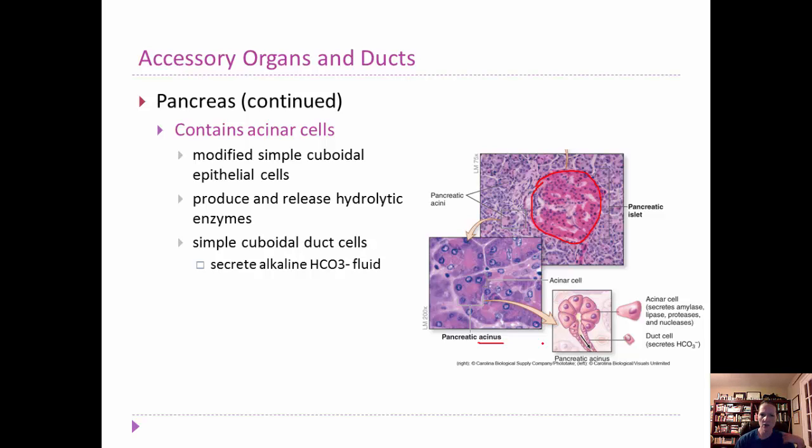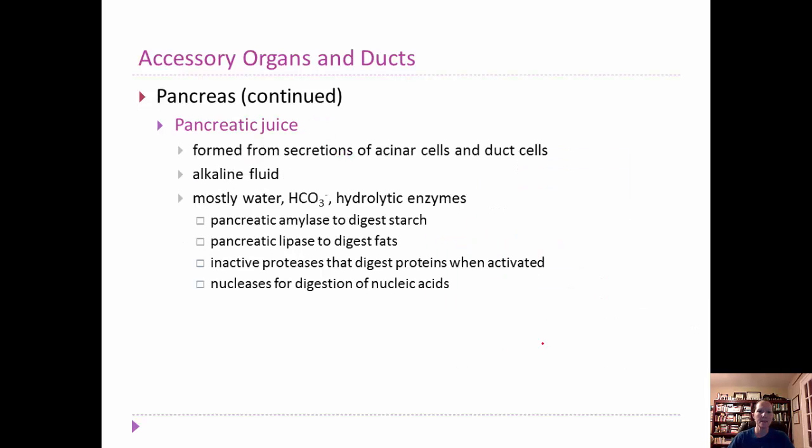These little duct cells down here, you can see these right here, are going to secrete bicarb. So the pancreatic juice is going to be a very alkaline fluid or solution, because it is going to secrete that. So here's our pancreatic juice. Again, it's formed from the acinar cells and the duct cells. It's an alkaline fluid, mostly water, bicarb, hydrolytic enzymes.